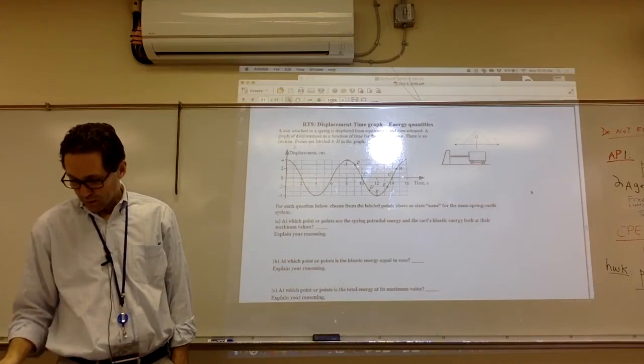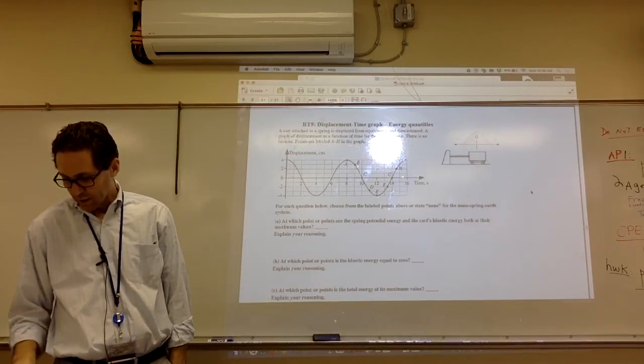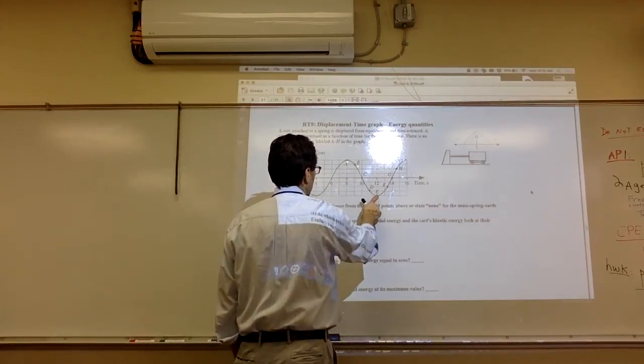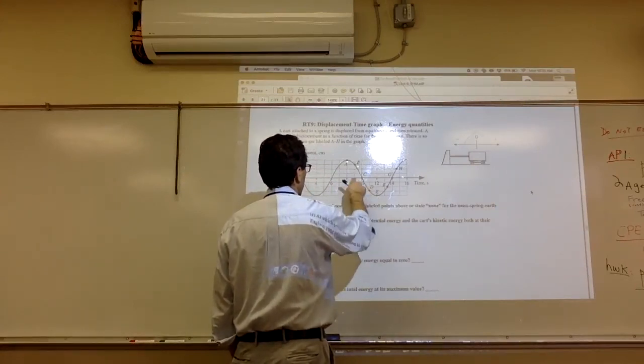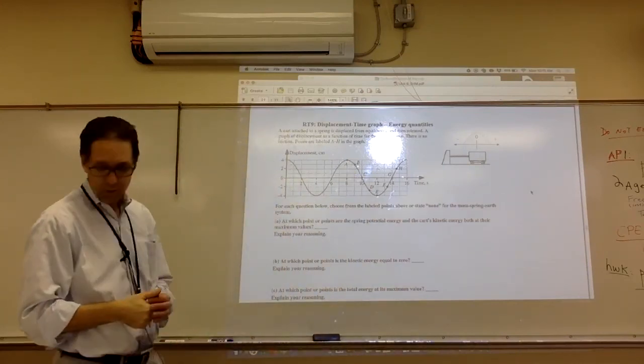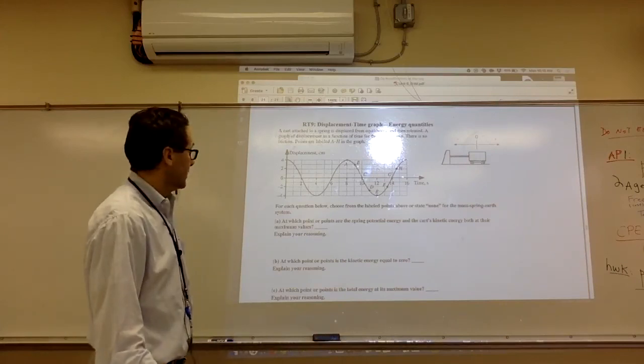At what point or points is the kinetic energy minimum and potential energy maximum? Well, kinetic energy is minimum at A and E because it's not moving, and potential energy is maximum at those points because that's where you have maximum stretch or compression. And that's it.